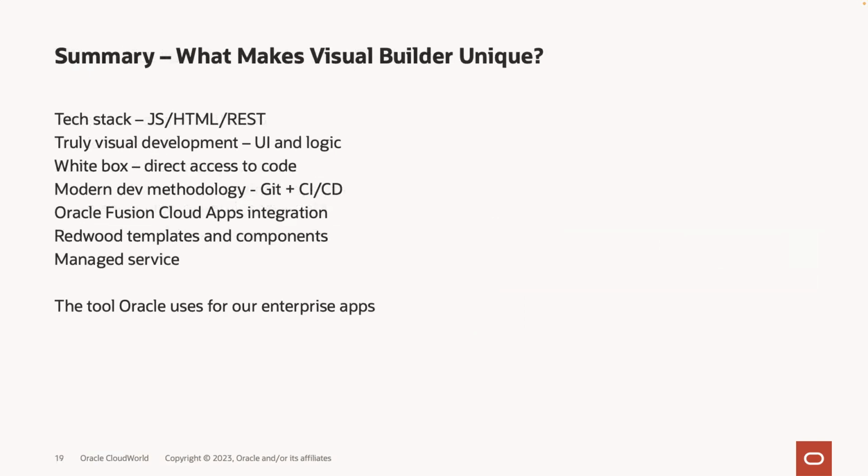So that was a quick overview of what Visual Builder is. Just to give you a summary of what makes Visual Builder unique. First of all, it's the technology stack, again, when you're comparing to other tools that you might be evaluating. Visual Builder uses the de facto standard in the market today for developers. It's JavaScript, HTML, and REST all the way. That's the actual code that we use. We don't use proprietary languages. This means that you can pick up any developer from the street, and the chances that they know JavaScript and HTML are very high. They would be able to work with Visual Builder. They would just become more productive.